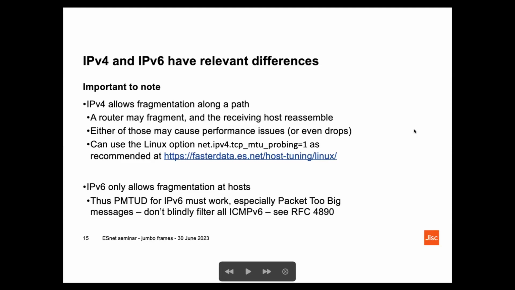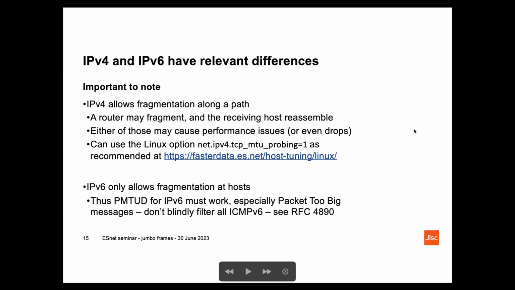One of the nice things to note, and it's on the wonderful Fasterdata site that ESnet maintains, there's a nice Linux option to do v4 MTU probing that the site recommends you set by default when you're doing all your tuning and so on. So that's something to bear in mind. That exists for v4 at least, if not v6.